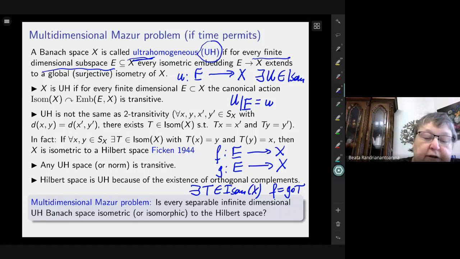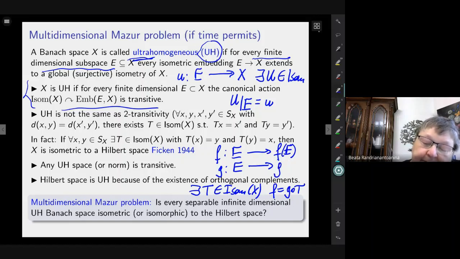Right. So, which means that this canonical action is transitive. What it means really is that if I have two different points, this one goes into F of E, and this one goes to G of E. When we said transitive, we meant that for every single point, we can map it to wherever else we want on the sphere.